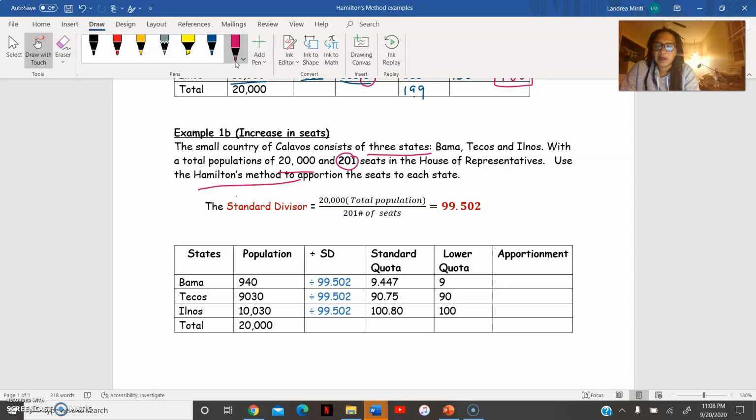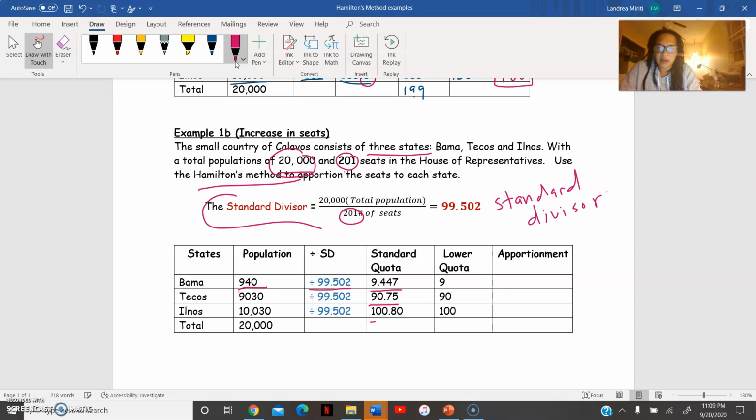So of course we're going to need to find the standard divisor. This time it's 20,000, the total population, divided by 201, which is the number of seats. And so our standard divisor this time is 99.502, and that's been rounded to 3 places. That's our standard divisor. The calculations here have been done already. Here's Bama's population divided by that standard divisor, and now here's the standard quota, and so forth.